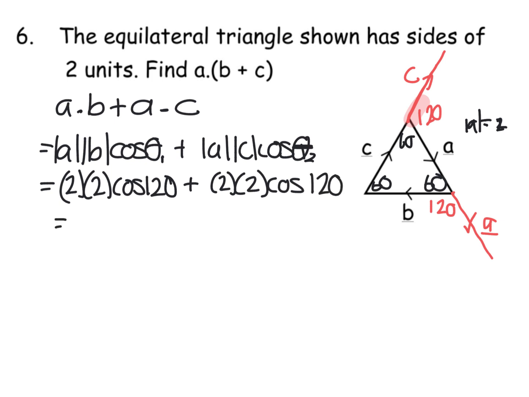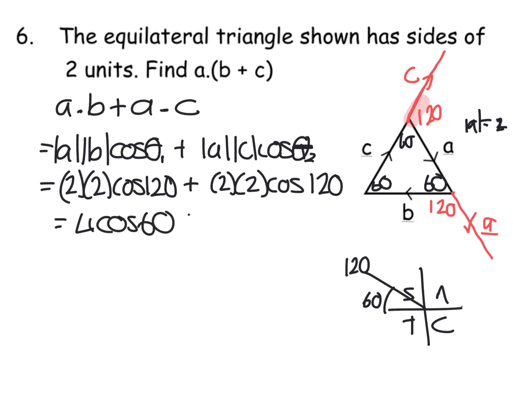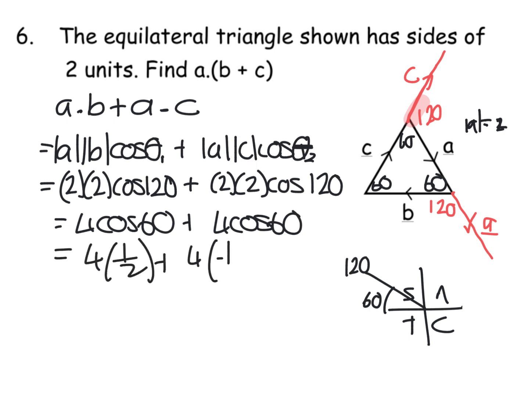Now cos 120, if I go to my all sine tan cos table, cos 120 would be here. The associated angle we use to the horizontal is 60. So these would both be the same as 4 cos 60 plus 4 cos 60. Cos 60 is a half, so I've got 4 times a half plus 4 times a half, which is just 2 plus 2, which is 4. So the answer here would be 4.